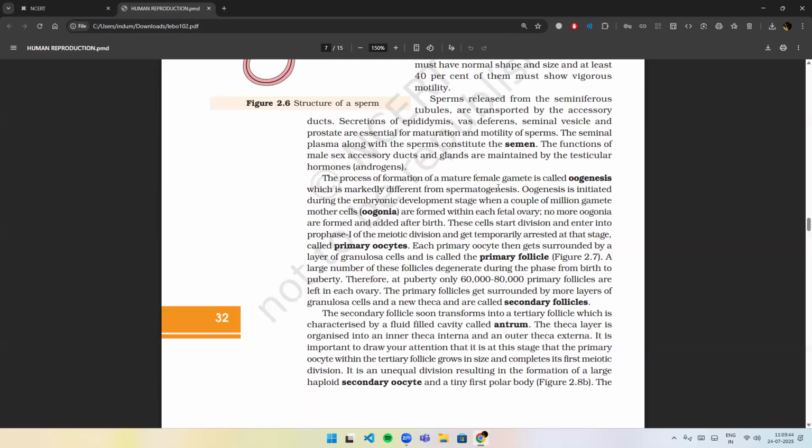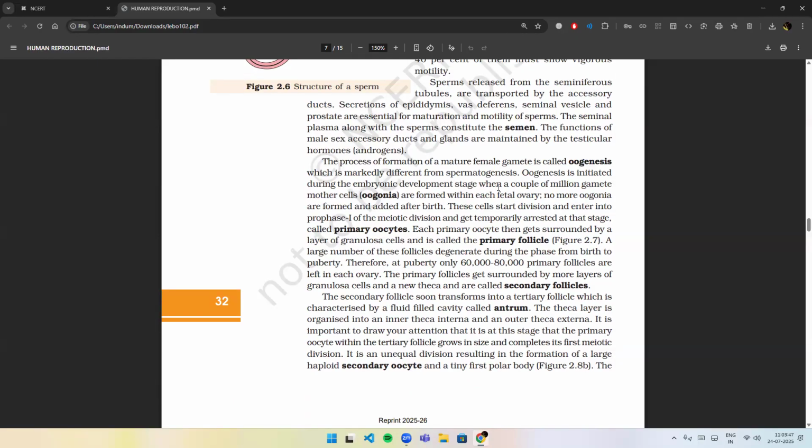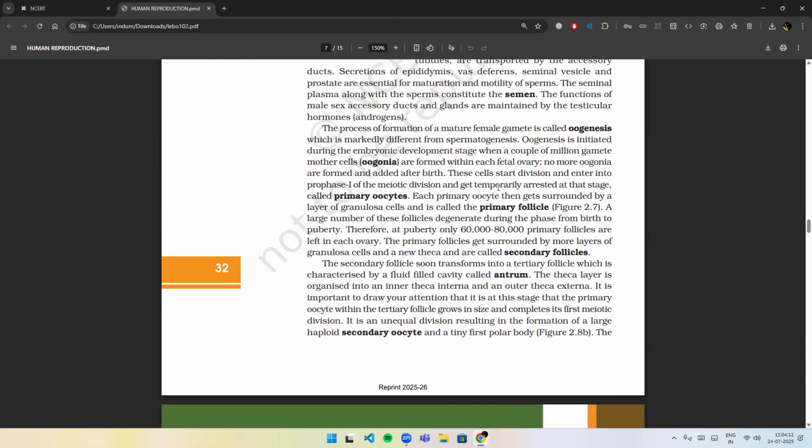called primary oocytes. Each primary oocyte then gets surrounded by a layer of granulosa cells and is called the primary follicle. A large number of these follicles degenerate during the phase from birth to puberty. Therefore, at puberty, only 60,000 to 80,000 primary follicles are left in each ovary. The primary follicles get surrounded by more layers of granulosa cells and a new theca and are called secondary follicles. The secondary follicle soon transforms into a tertiary follicle, which is characterized by a fluid-filled cavity called antrum.